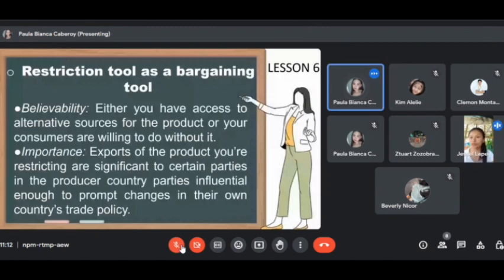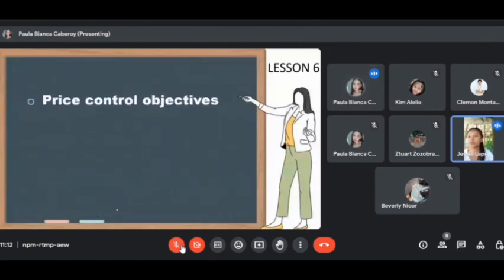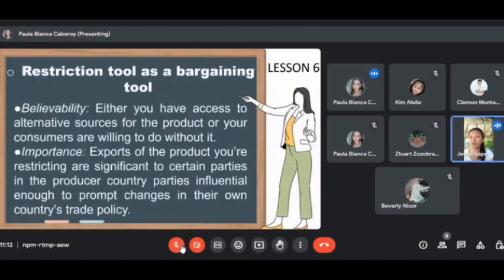Second, exports of the product you're restricting are significant to certain parties in the producing country, with enough influence to prompt changes in their own country's trade policy. The importance of a product in terms of trade restrictions is linked to the fact that the export of the product matters significantly to the parties in the producing country. These influential parties can have enough sway to influence changes in the country's trade policies, making the product export restrictions a matter of importance.